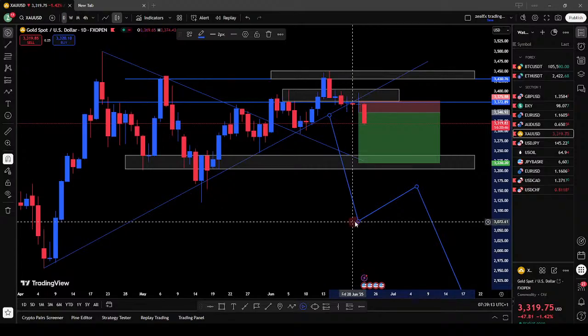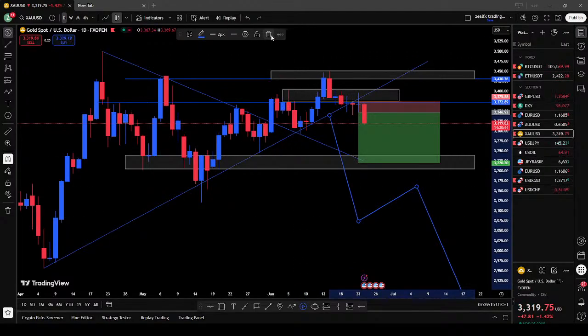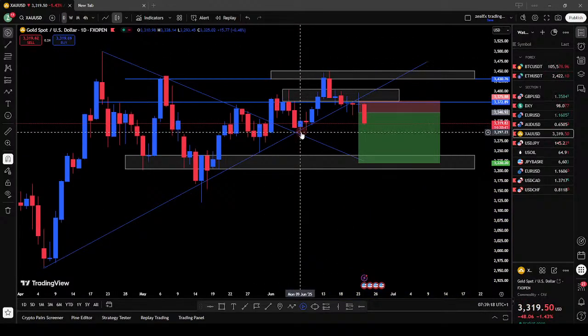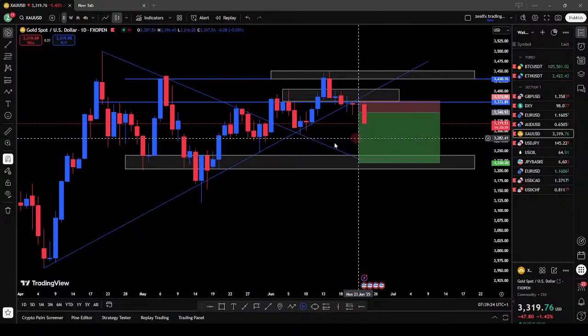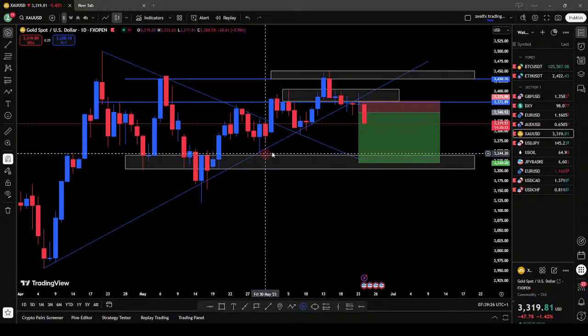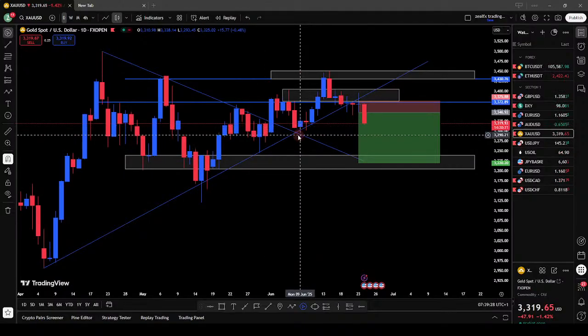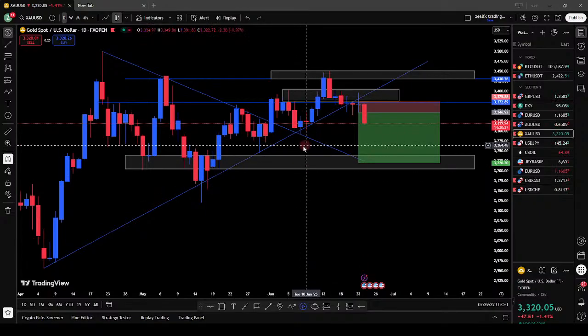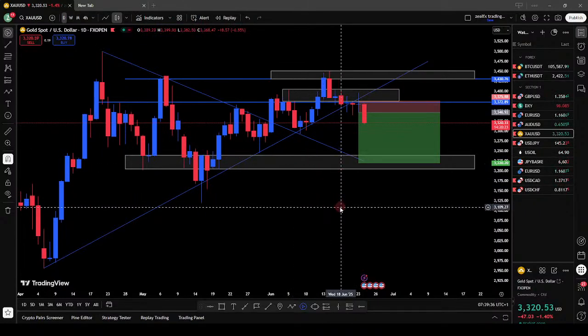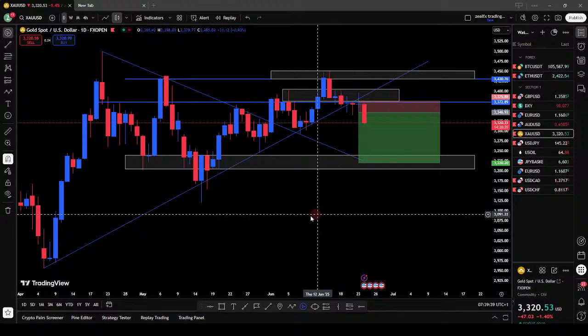So once we see price take out this level or this level, this shows that we are expecting a major drop on gold. Once we see price take out any of these higher lows, we are expecting a major drop on gold. I'm expecting price to take any of these higher lows this coming week. I'm expecting gold to drop massively to the downside this coming week.